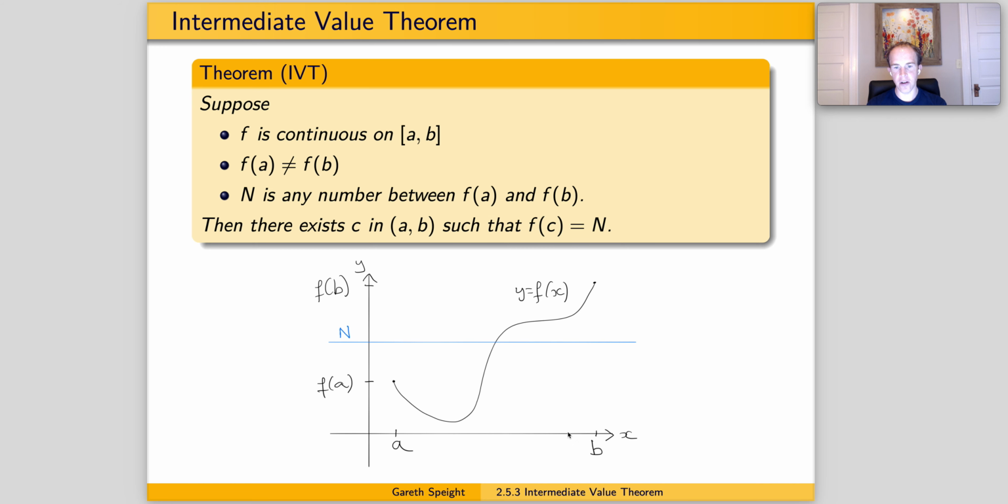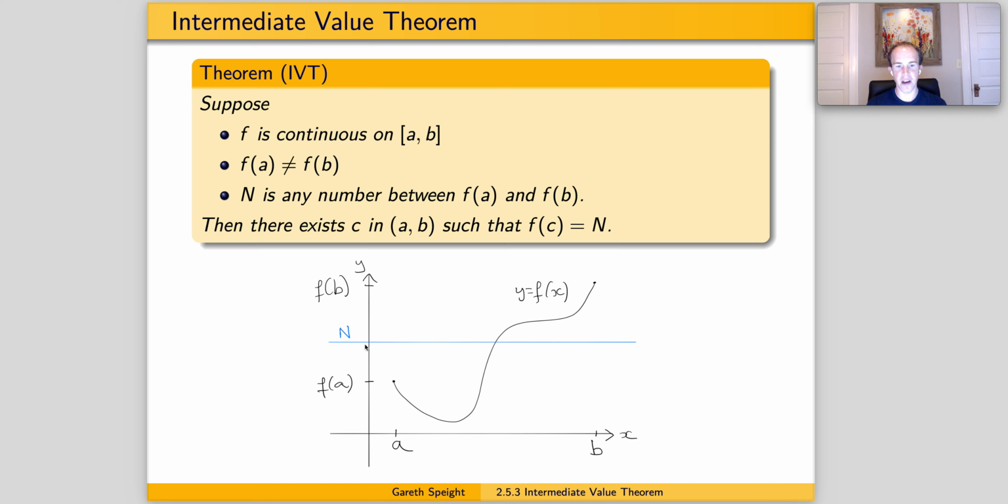So here we have a graph of a nice continuous function on [a, b]. Remember, our function is supposed to be continuous along the whole interval [a, b]. So here's a nice function. f(a) is supposed to be different from f(b). So here, f(a) is down here, f(b) is up here. They're definitely different. And then n is supposed to be any number that we can pick, any number we like that's between f(a) and f(b).